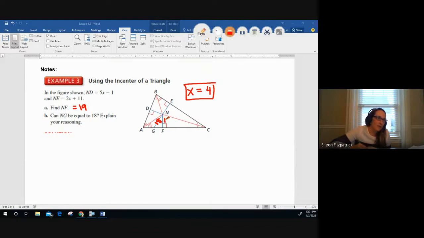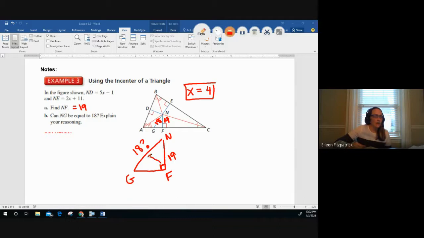They're saying, can it be 18? And NF we just found to be 19. Does that make sense? Can this be 19 and this one be 18? Explain your reasoning. What do you guys think? There are a few different things we could say as far as the reasoning goes. I'm going to focus on this right triangle right here. NFG is a right triangle. That's 19. Can this be 18?